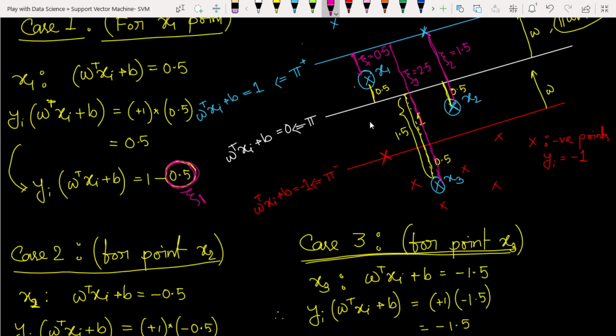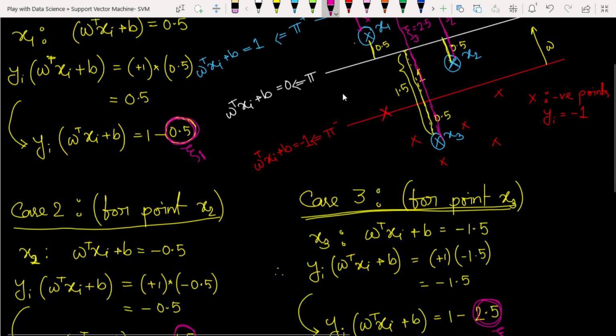Simply, this distance is 1 and this is the middle between these two points, so this value is 0.5. And for zeta 2, this distance is 1 and this distance is 0.5, so the total distance of zeta 2 is equal to 1.5. For this point, this distance is 1 and this distance is 1, so total 2, and this distance is 0.5, total is equal to 2.5. Okay, I think now the concept of zeta, how it is important, it is clear.